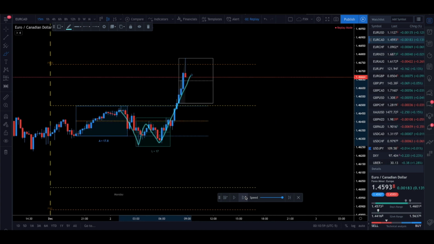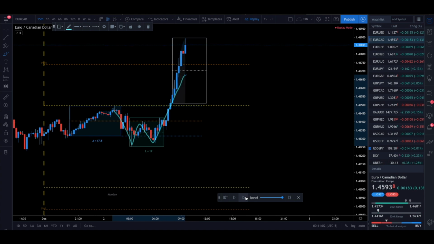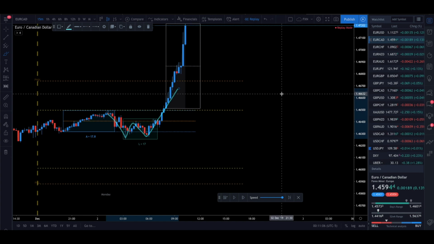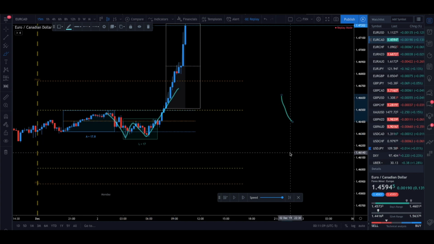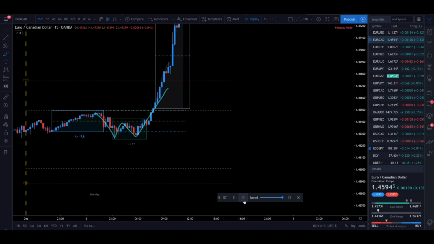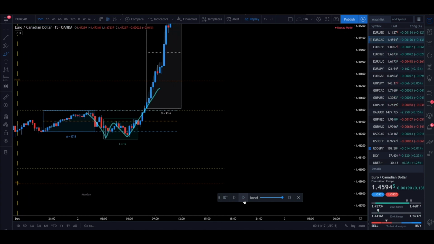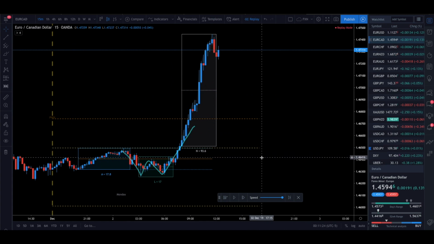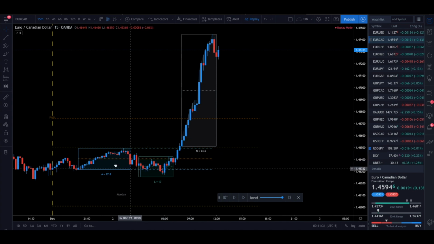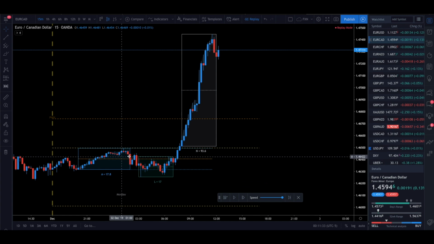And so here we go, and essentially that is a really good type 2 setup, and that thing's still going. It's about a 93 pip range just in the US session alone. Ridiculous move.